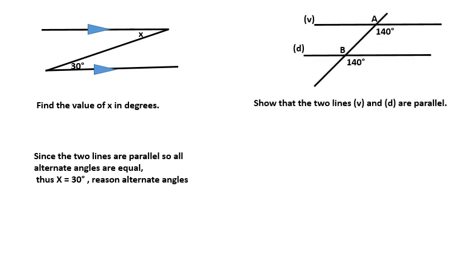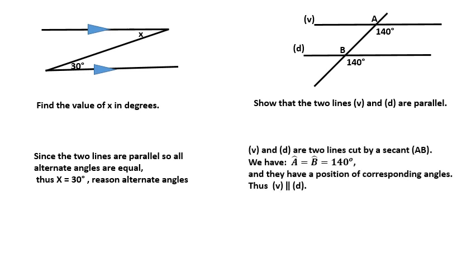Another example here: show that the two lines V and D are parallel. So I have to prove that the line D is parallel to the line V. As you see here, U and V are cut by a third line, a secant, which is AB. And we have two angles there. Angle A is 140, angle B is 140. And these two angles form the letter F. They are corresponding angles. They have the same measure. Thus, the two lines V and D are parallel.